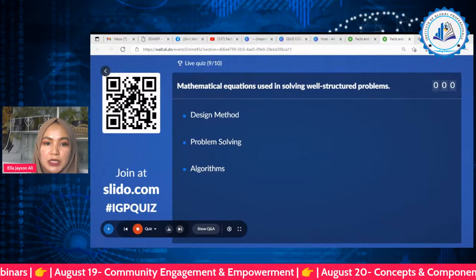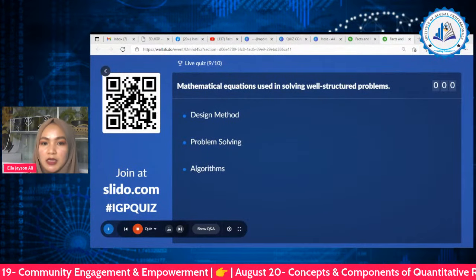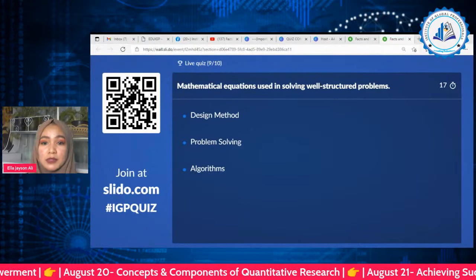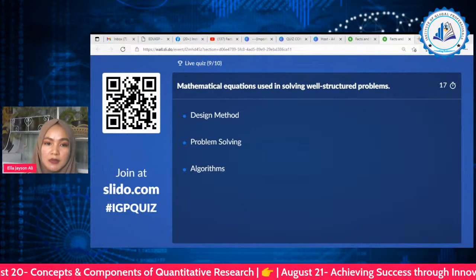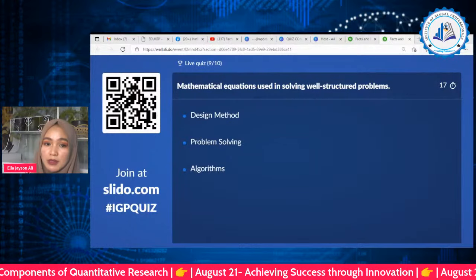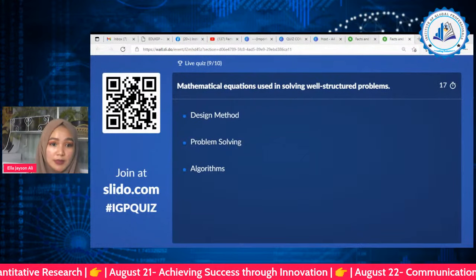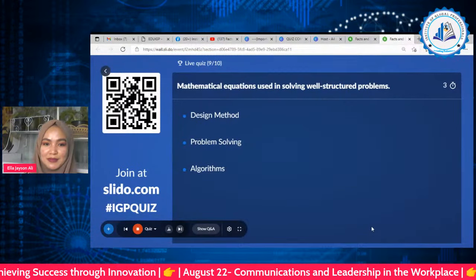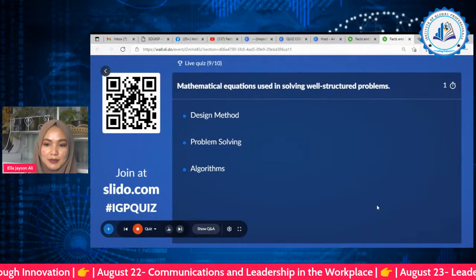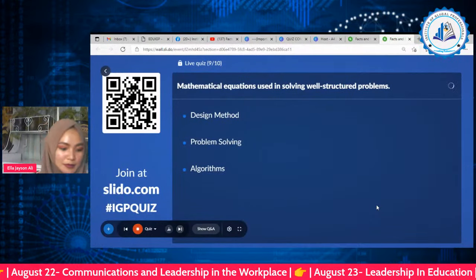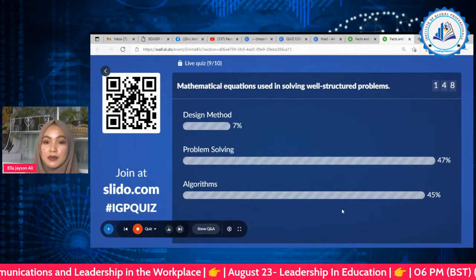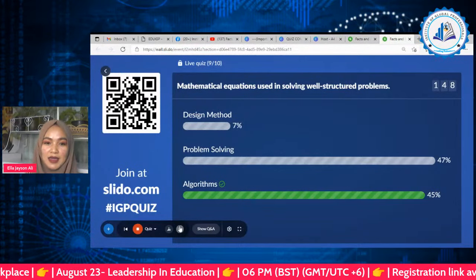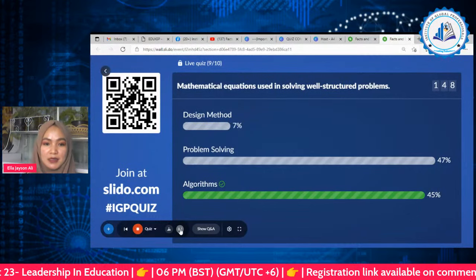The ninth question. Mathematical equations used in solving well-structured problems. Is it design method? Is it problem solving or algorithms? Let's see the correct answer. Okay, the answer is algorithms.